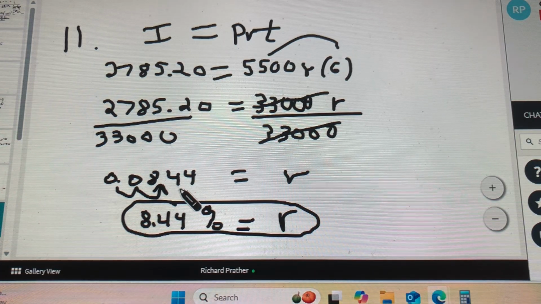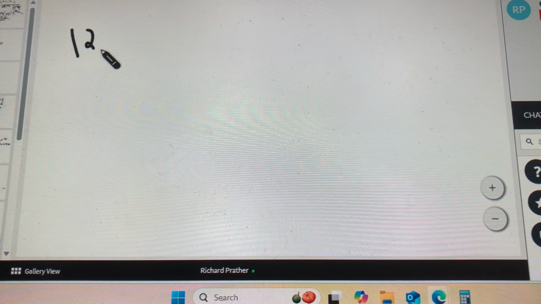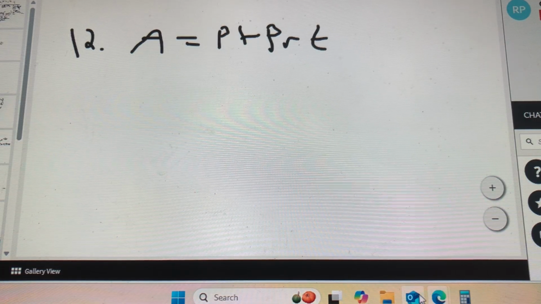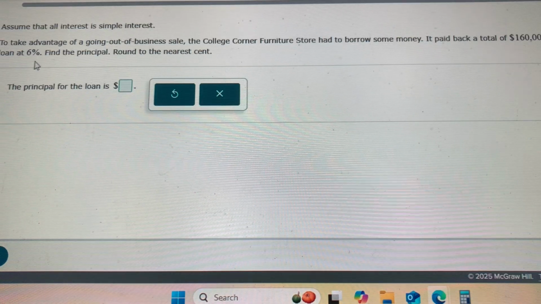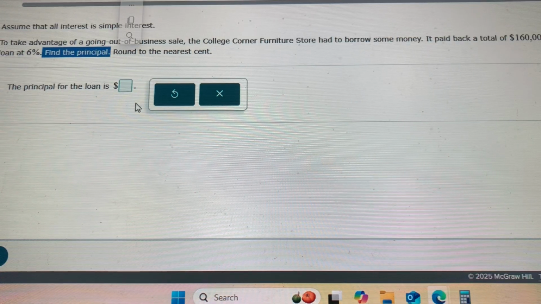So we're looking for P, and we don't know interest at all here. So this is why we have to go to the other formula. A equals P plus PRT. And we're looking for P. It literally says find the principal. That's obvious. It's good to know what's the one unknown here.